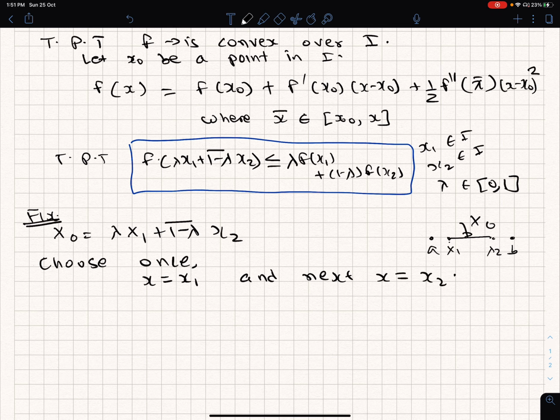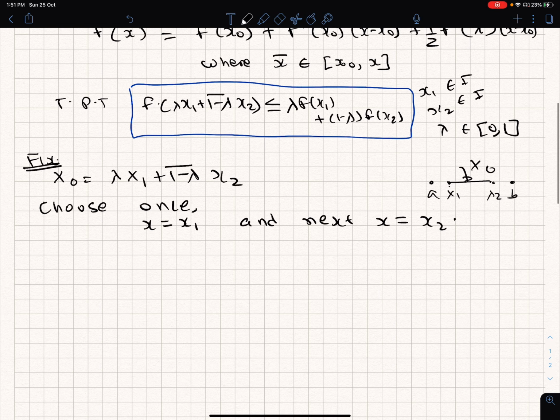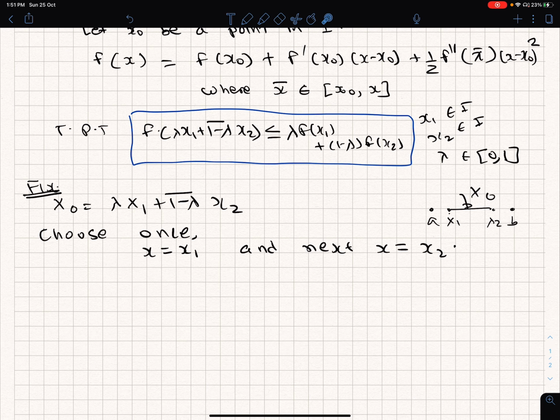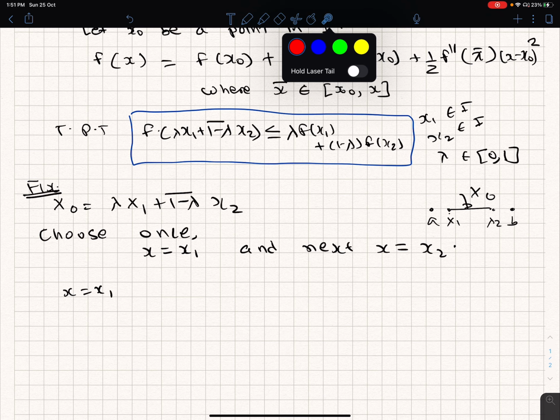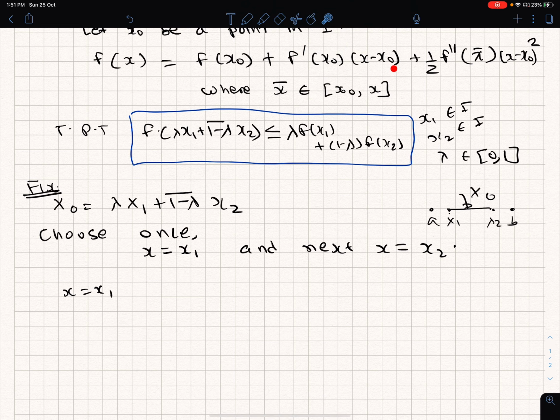Next I am going to choose x as x2. With these two choices, I will do some little algebraic manipulation and come to this particular fact. Okay, so let's write now. Let's first look at the choice of x equal to x1, and then I have to evaluate x minus x naught.